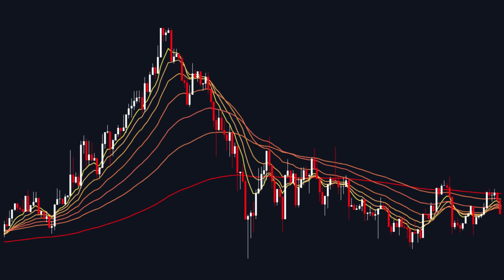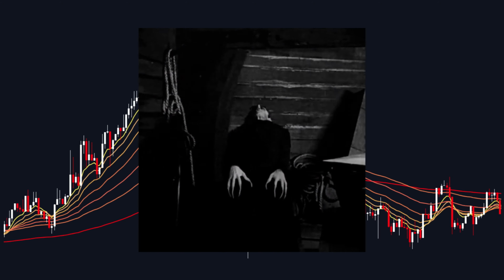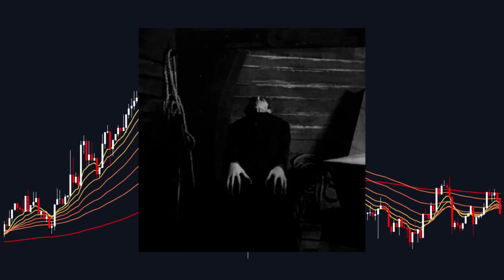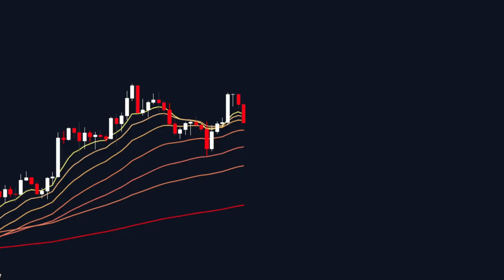Now let's talk about 2 setups. Both clean, both repeatable. Setup 1, the ribbon pullback. Market is in a clear uptrend. Ribbon is fanned open, stacked perfectly. Price is above the 200 EMA. Price has been running hard and now pulls back into the ribbon. Not through it, into it.